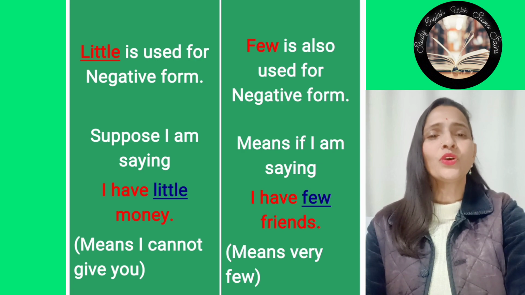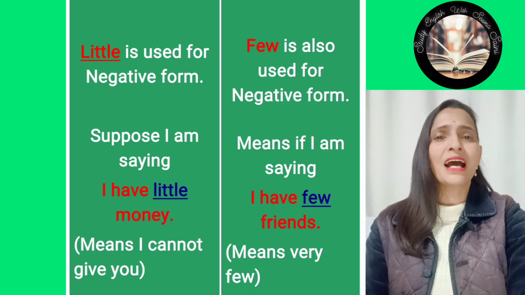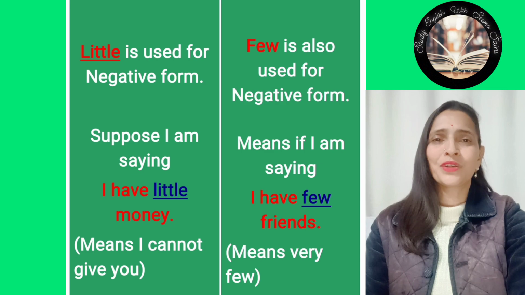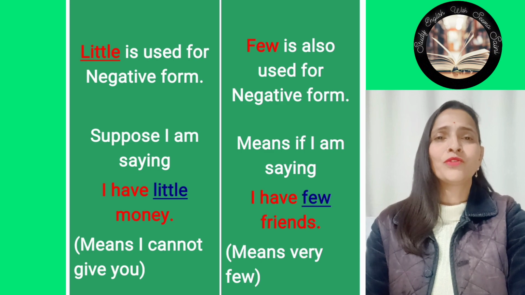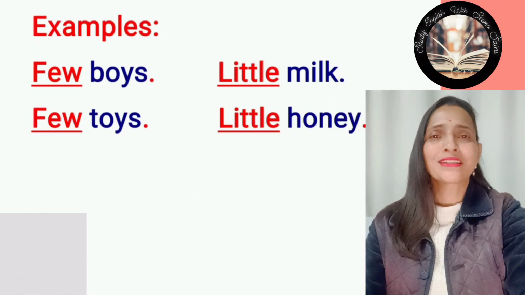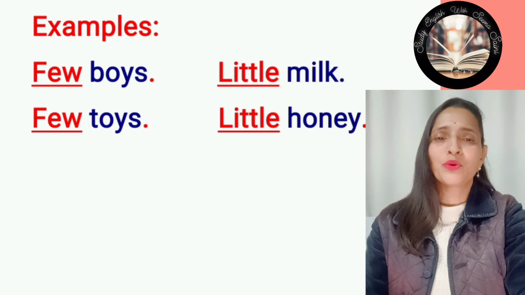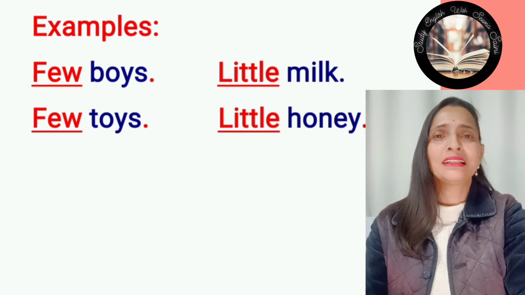Okay. Few is also used for negative form. Okay. Means if I am saying I have few friends. Means very few friends. Not sufficient. Okay. For not sufficient we will use little or few. Okay. So let's take some example. Few boys, few toys. Okay, so toys and boys both are countable. So with countable we will use few. Okay, little milk, little honey. So milk and honey both are uncountable. So with uncountable we will use little.